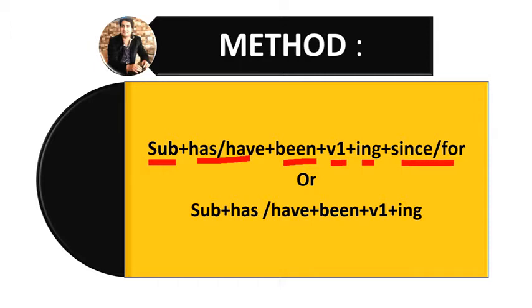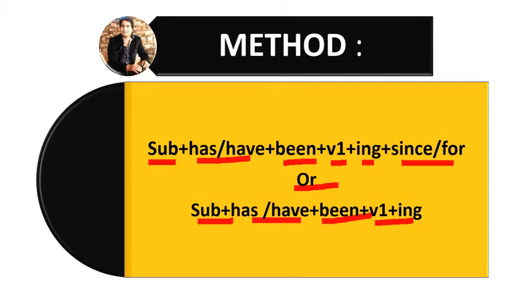But dear students, you will also find in some books another method written, that is subject, has or have, then been, then V1 plus ing, but they have not used since and for. It depends upon the sense of the sentence, how you are going to speak it. But you must understand that as far as present perfect continuous tense is concerned, you need the use of since and for.